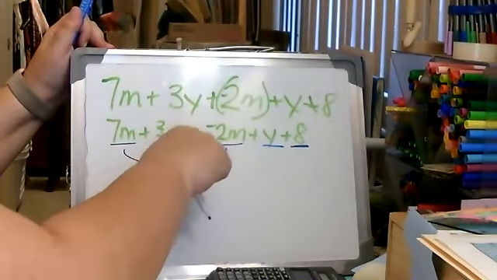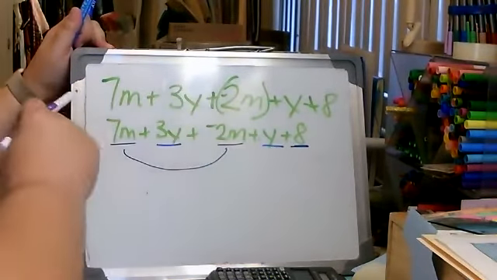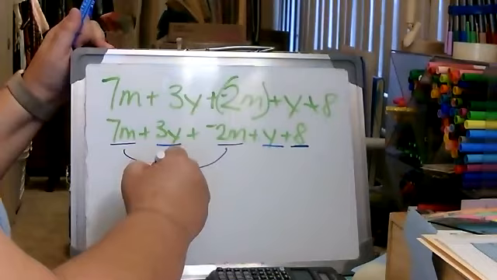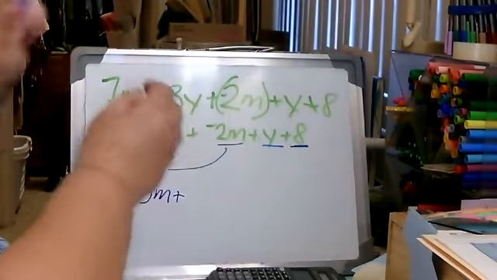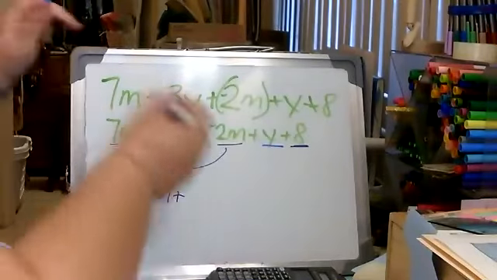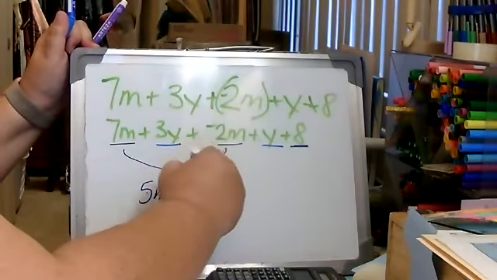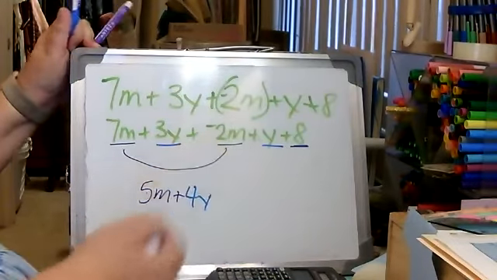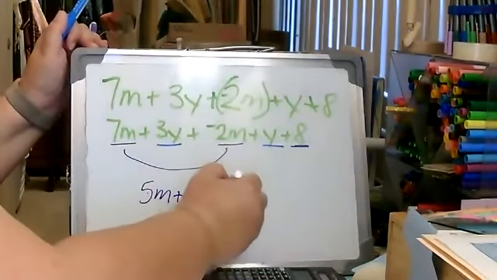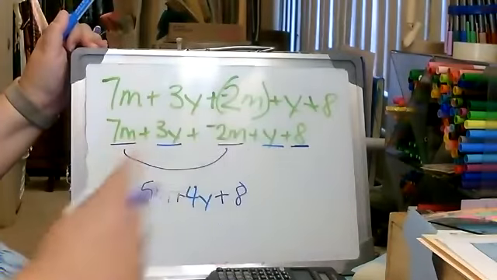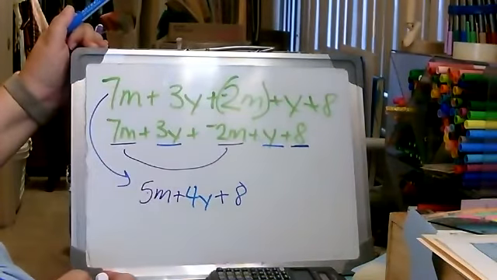Okay, so when we're combining our like terms, we're going to get these two together. 7m plus negative 2m will add up to be 5m. And then we know that this is going to be plus 3y plus y, or 1y, is going to be 4y. And then this little guy over here by himself is going to be 8. So when we have combined all of the like terms, this is what we get.